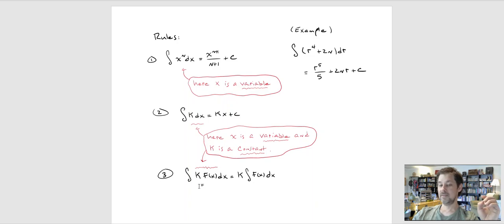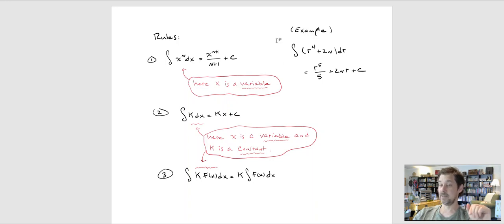The last thing is if I have a constant times some function, whatever it is, some function of x. So here, f of x is some function of x, dx indicates x is the variable, and k is a coefficient, it's a constant. What this rule says is that we can find whatever the indefinite integral of that function f of x is, and just multiply it by this coefficient k. So it's like the k just gets carried into the answer.